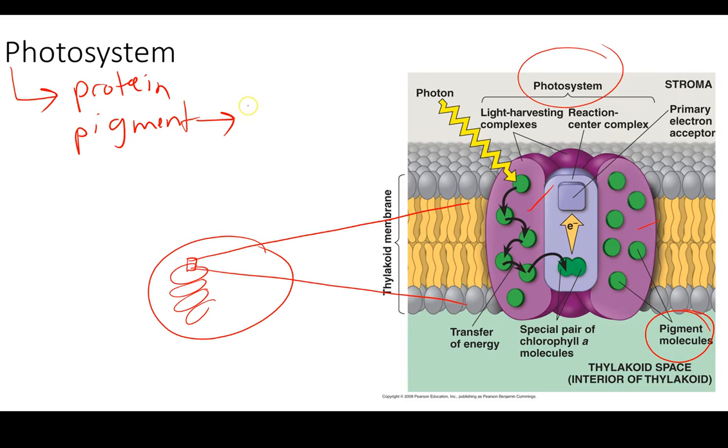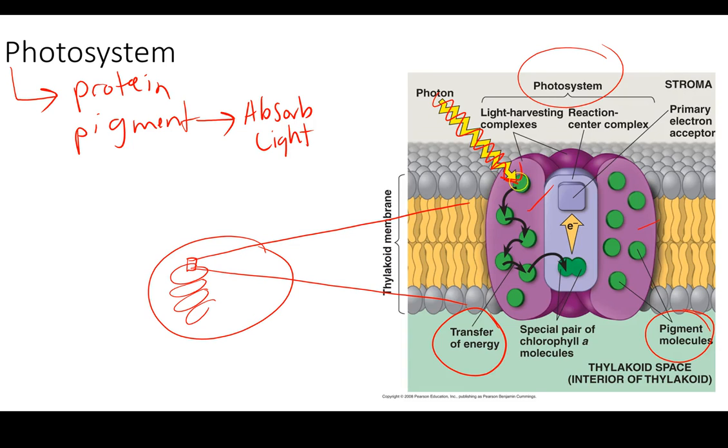So protein and pigments. Pigments absorb light. Okay? And the ability of those pigment molecules to absorb light is the key, the secret to photosynthesis. You can see here photons of light coming from the sun and interacting with that pigment. Okay? What does that drawing then show? Say it. Transfer of energy.